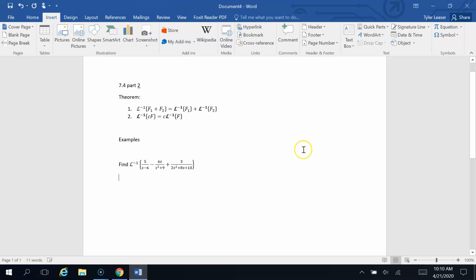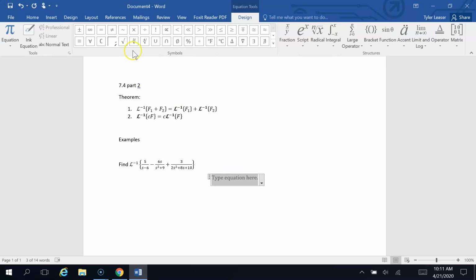Okay, great. Yeah, so just using the theorem that we have up top here, we have three things that are all added together, so we're going to split that all up. We also have these constants up top that we can pull out if we need to. So let's go ahead and do all that. We're going to rewrite all this.